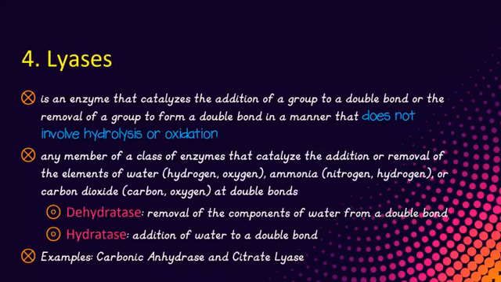We have our dehydratase and we have our hydratase. When we say dehydratase, it is the removal of the components of water from a double bond, while our hydratase is the addition of water to a double bond. Examples are our carbonic anhydrase and our citrate lyase. So, that's it.